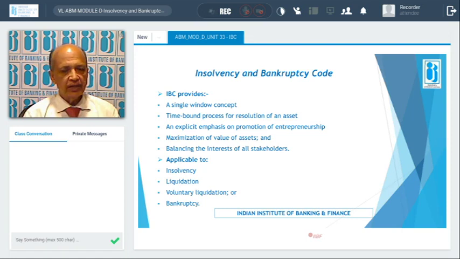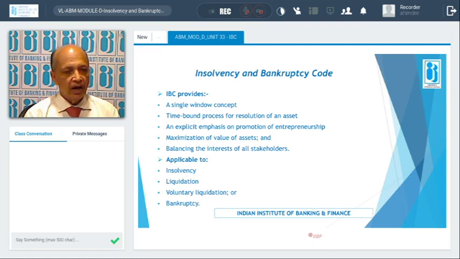And the third one is an explicit emphasis on promotion of entrepreneurship. Under this code, if the existing people are not in a position to deliver, then there can be a change in management, provided the unit is viable. By bringing in new promoters, entrepreneurship can be inculcated with this act.